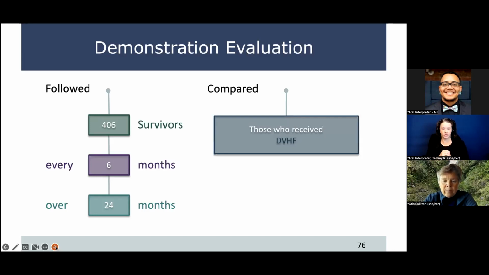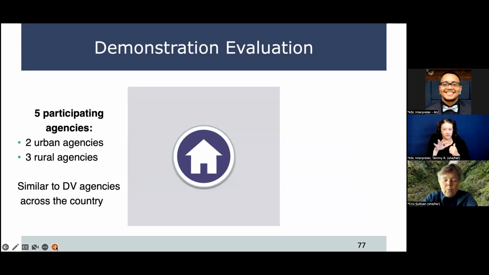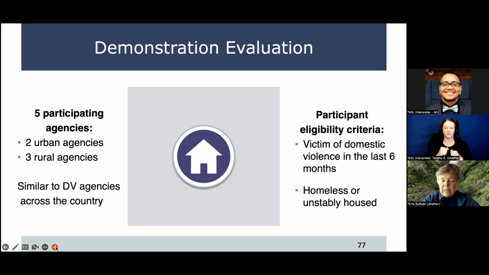And we wanted to compare people who received the DVHF model with those who received services as usual. So that would be all of the other wonderful services provided by domestic violence agencies. We had 5 agencies participate in the research. They were all from Washington State. We chose them because they were similar to a lot of domestic violence agencies across the country. They were urban and rural. And to participate in the study, a survivor had to be a recent victim of domestic violence in the last 6 months and either homeless or unstably housed, however they defined that.